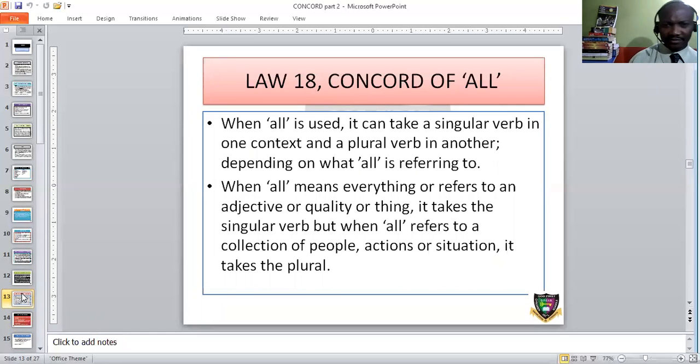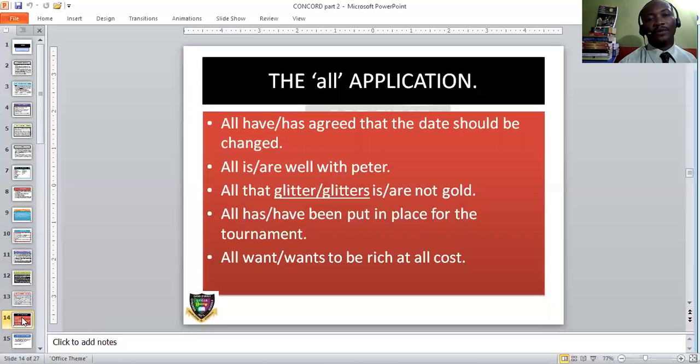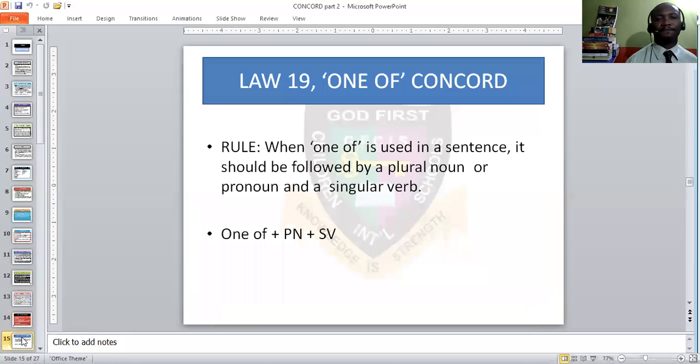Look at that rule again. All means everything or refers to an adjective, it takes a singular verb. But when it refers to a collection of people, it gives us a plural verb. Note significantly, all is well with Peter. Situation, you know. But here, all have agreed, different people agreeing at the same time.